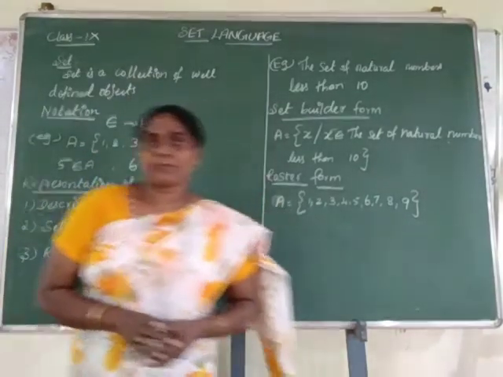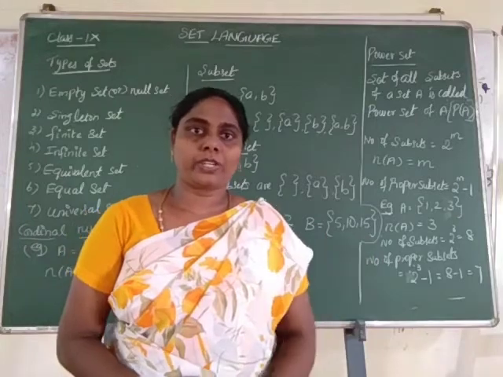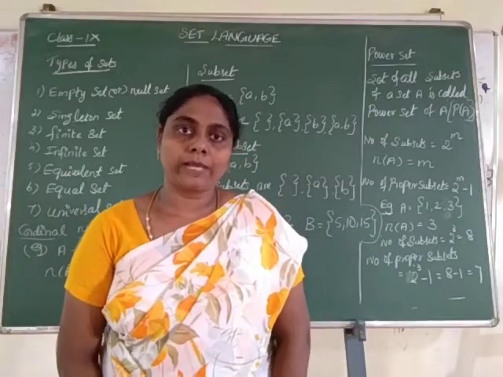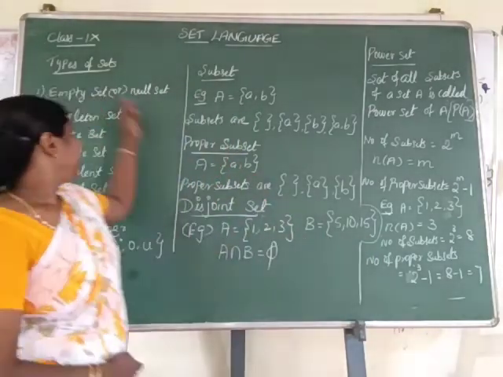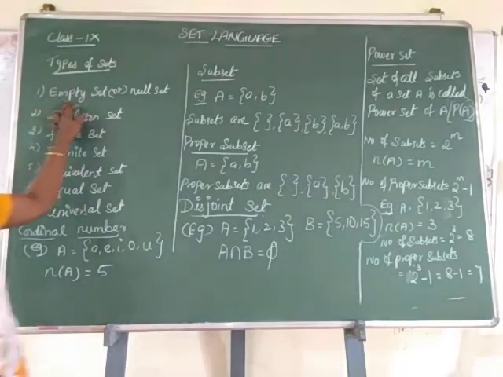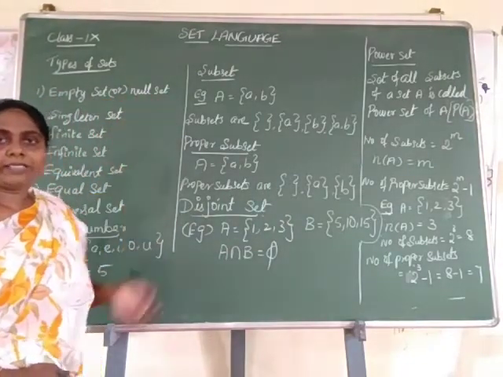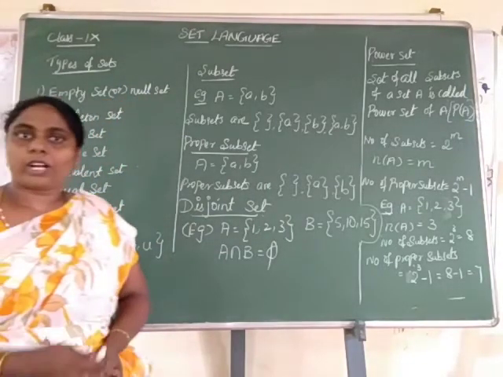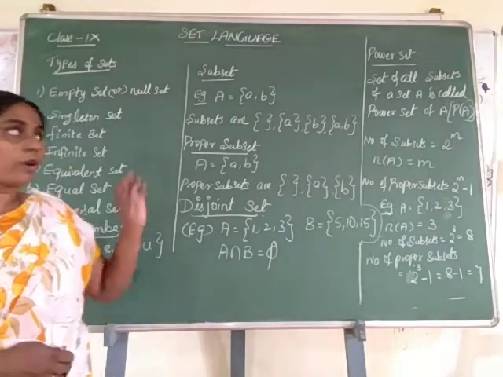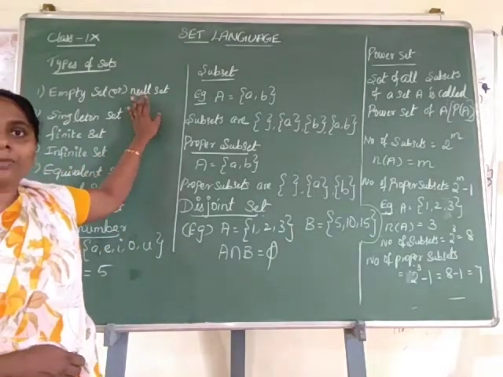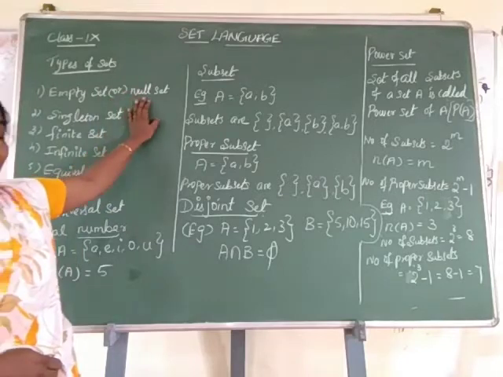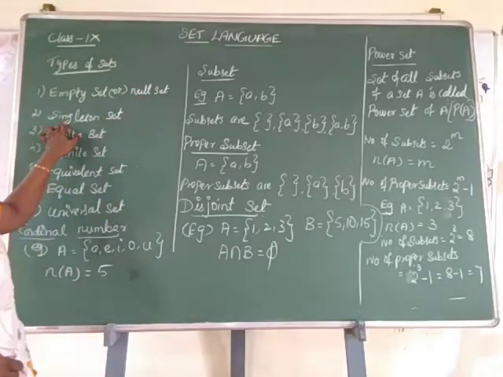Last we learned the introduction of sets. Now we are going to learn what are the types present in the set. Okay, types of set. The first one is empty set or null set. Empty set means there is nothing inside the set, you have to say that is a null set. If there is no element present inside the set, it is an empty set, and another name is null set. And the second one is singleton set.